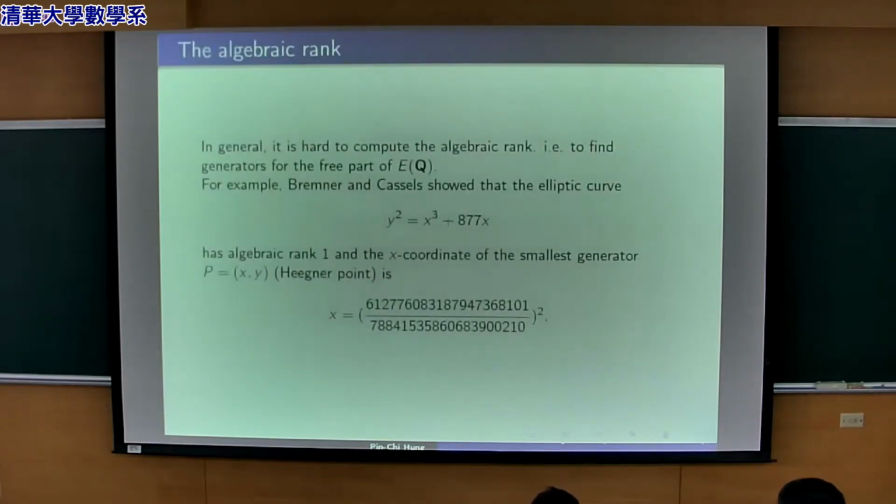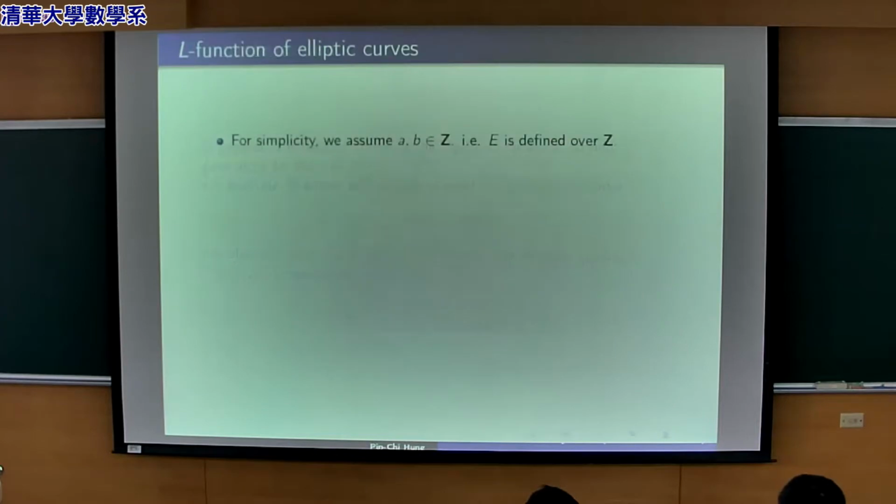Now, what's the algorithm to determine this rank? The algorithm is as follows. For simplicity, we consider only integer coefficients. The equation has all integer coefficients. Then you can imagine how people do things, as if you learn integer theory.